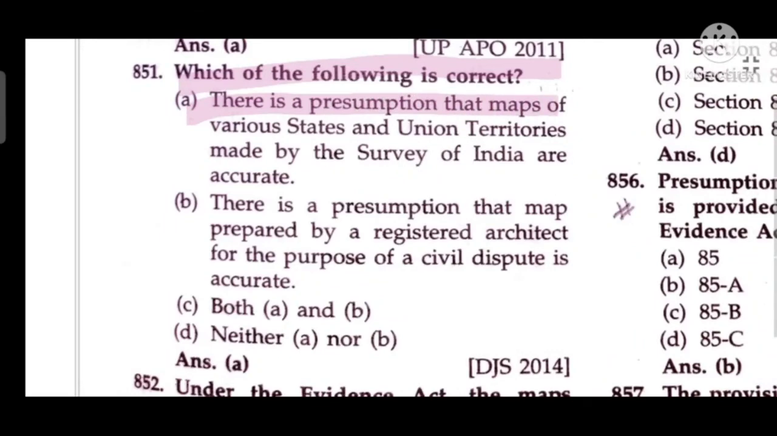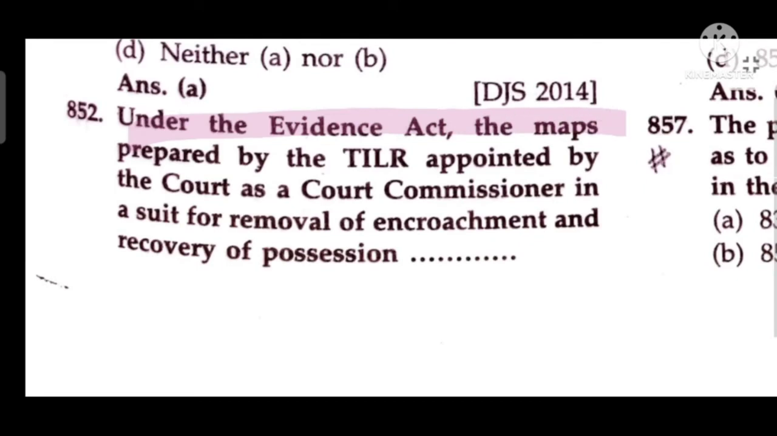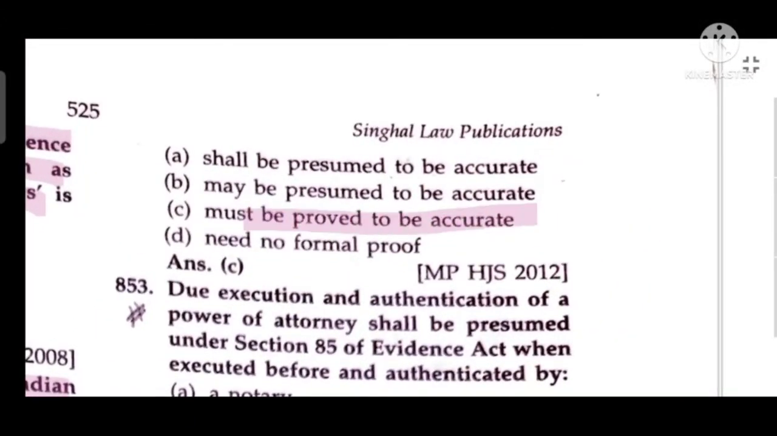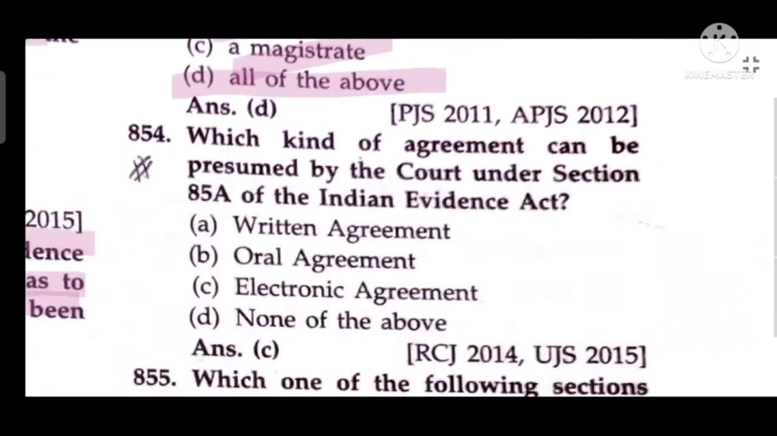Which one of the following is correct? There is a presumption that maps of various states or Union Territories made by the Survey of India are accurate. Under the Indian Evidence Act, a map prepared by a commissioner appointed by the court in the suit for removal of encroachment or recovery of possession must be proved to be accurate. Due execution and authentication of power of attorney shall be presumed under Section 85 of the Evidence Act when executed before and authenticated by a notary, judge, magistrate.